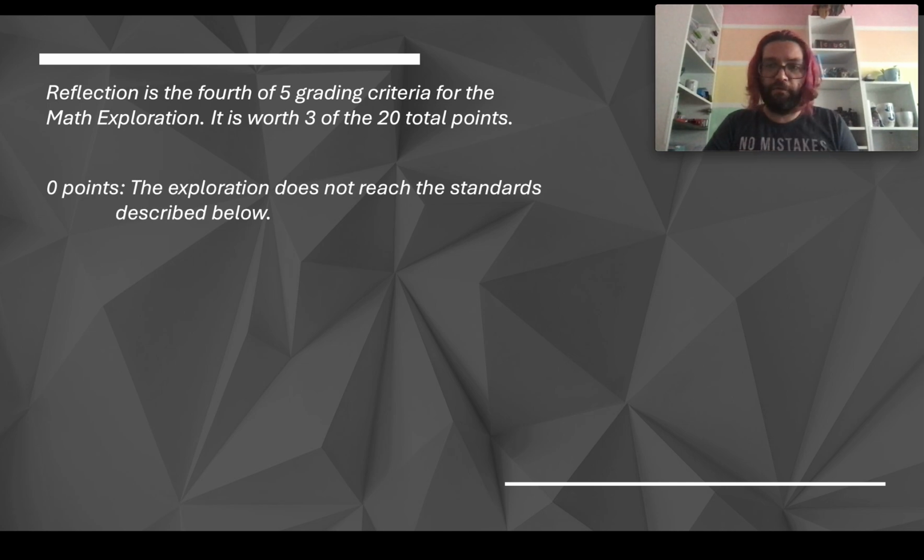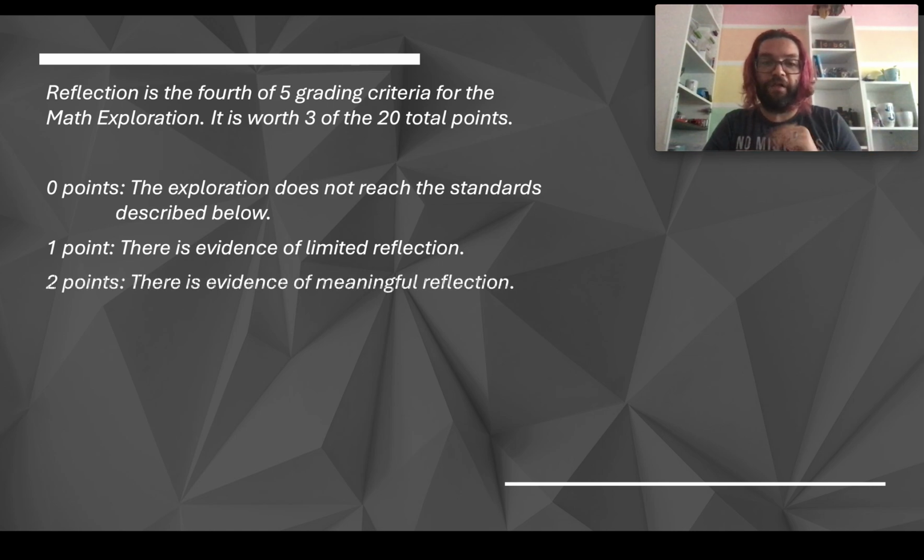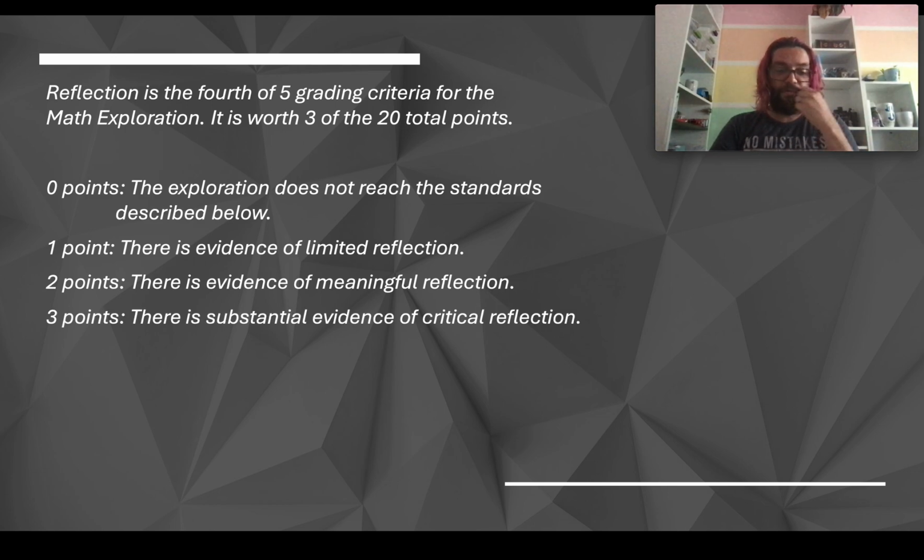And then just like I did before in all the other videos, I'm going to go through officially what the rubric says in terms of the number of points here. So for 0 points, you don't manage to pull off anything below this. Hopefully that won't happen. For 1 point, there's evidence of limited reflection. For 2 points, there's evidence of meaningful reflection. And for 3 points, there's substantial evidence of critical reflection.